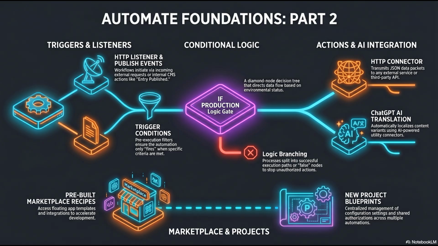Okay, so we've secured the perimeter. We have our project container mapped out with the correct baseline authorizations. But an automation just sits there dormant until a system event wakes it up. Right, it needs a signal. Which brings us to topic number 2, using trigger conditions to control and automate execution.